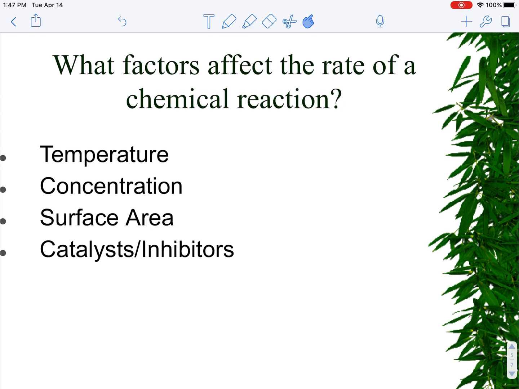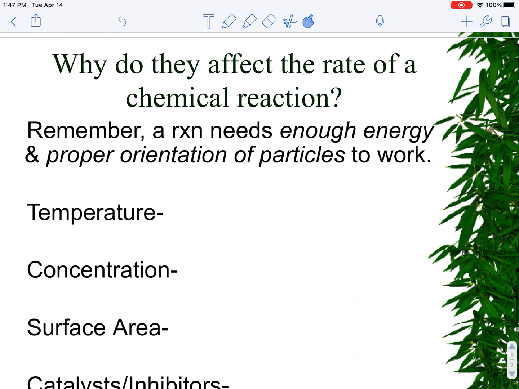In any event, no matter what our chemical reaction is, there are four factors that can affect the rate of a chemical reaction. They are temperature, concentration, surface area, and catalysts or inhibitors. Let's try to explain how these four factors can affect the rate of a chemical reaction in terms of the collision theory.